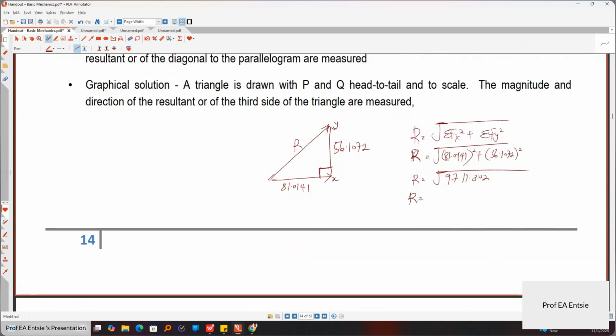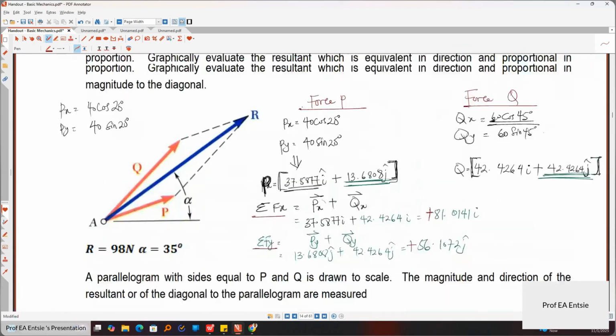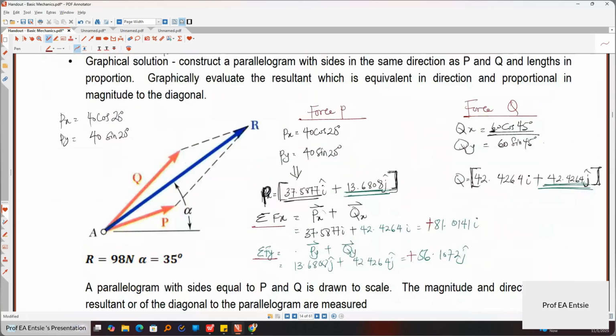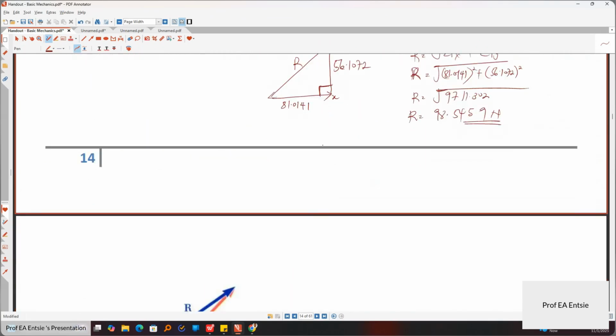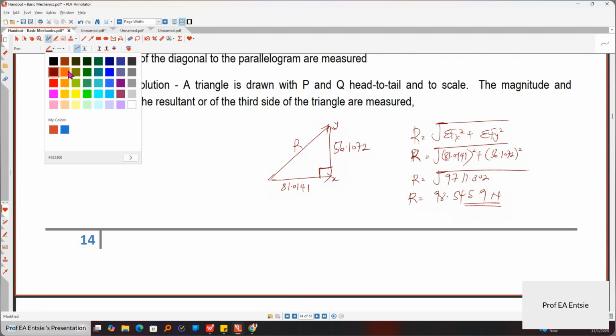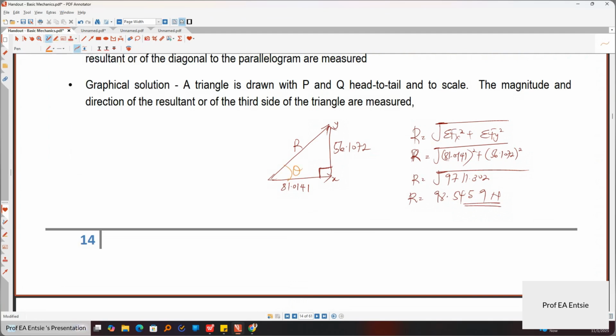So R will be equal to square root of 9711.302. And that is 98.5459 Newton. So this answer and this answer, where is it? They are the same. They are similar. So how do you find the angle between the resultant and the x? This is very simple. This here is the angle between the resultant and the x. This is the x. This is the resultant.